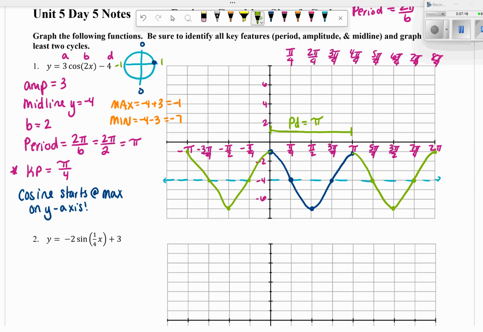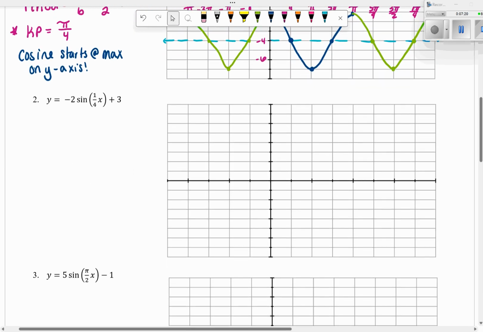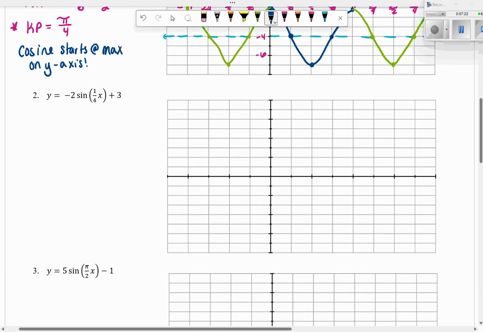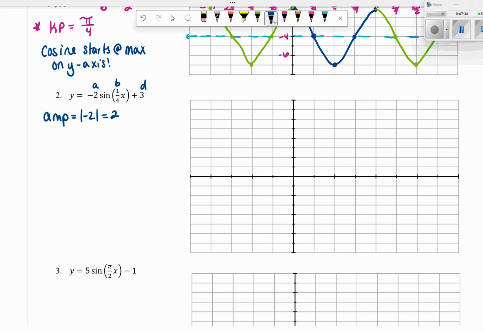The next one we're going to graph is going to be a sine graph. So here we're looking at this function. We're going to identify all our key features as well. So this is my, of course, A, this is my B, and this is my D. So my amplitude, remember, is the absolute value of that A value. So in this case, my amplitude is equal to 2.